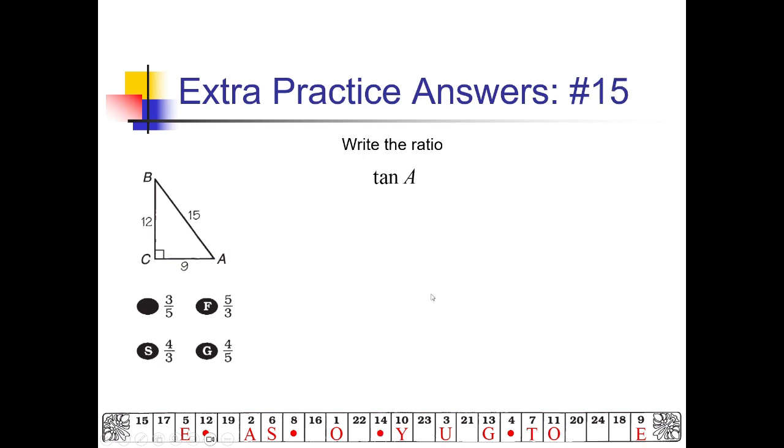Next up, we've got tan of A. That's opposite over adjacent. So we've got opposite side 12 over adjacent side 9, reduces to 4 over 3, which is letter S, and that goes in 15.